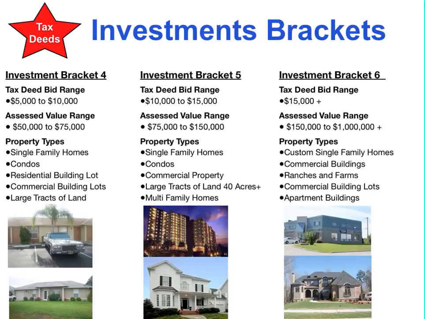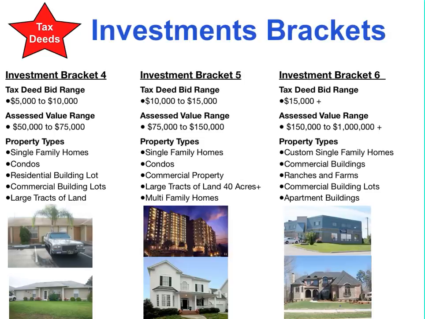With investment bracket number 4, these are going to be tax deeds that range anywhere between $5,000 to $10,000. They have an assessed value of anywhere between $50,000 to about $75,000. This is where you're going to find your nicer single-family homes, your condos, your residential building lots, also your commercial building lots. Really what we're doing is we're just looking at nicer or more expensive property as each one of these brackets goes up in value.